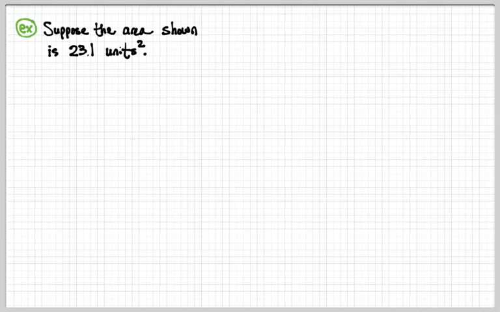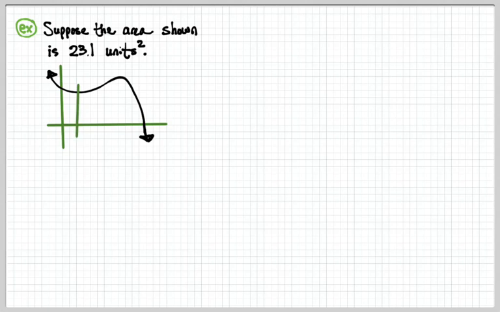Alright, I'm going to graph this for you so you can see it. Okay, interesting looking graph. We're going to restrict its domain on the interval 1 to 4. We're going to be looking at all the area under this curve. And we're going to call this function f of x. And we are going to suppose that this area is 23.1 units squared. Now we're going to do a little with this.